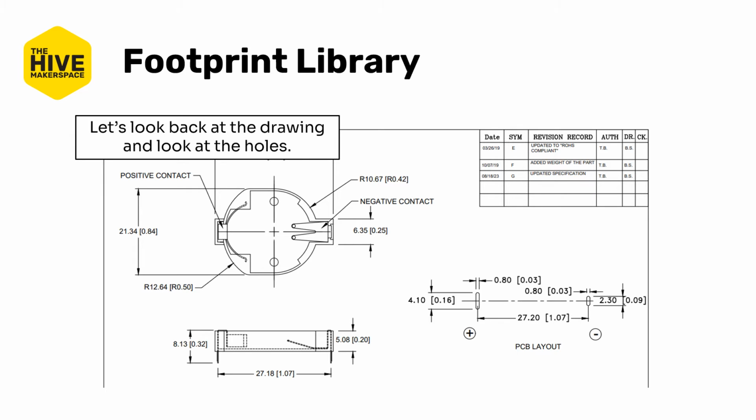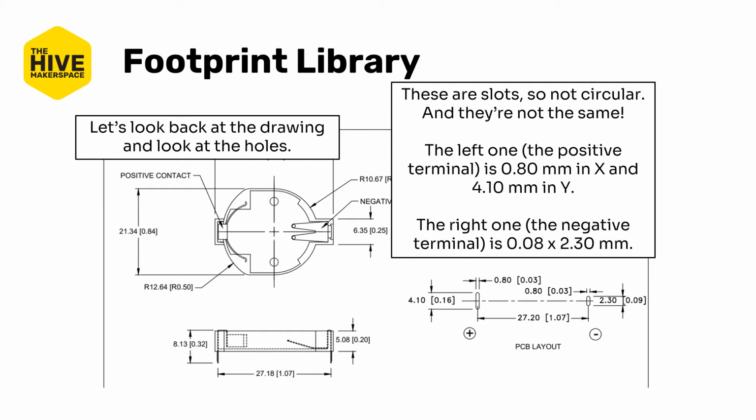Let's take a look back at the drawing. These are actually slots, not holes, so they're not circular, and they're not actually the same size. The left one is 0.8 millimeters in X and 4.1 millimeters in Y, and the right one is not 0.08, but 0.8 millimeters in X again, and 2.3 millimeters in Y. And you know that the bigger one is in millimeters and the smaller one is in inches, just because of the size difference.